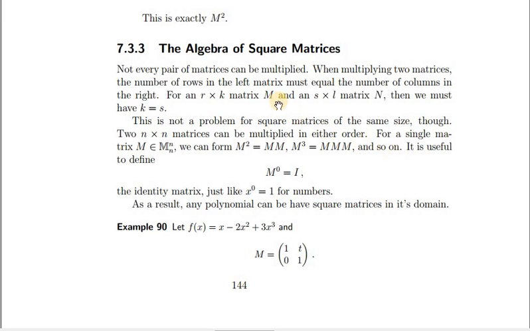Okay. If we want to multiply square matrices together, then they have to be exactly the same size. Because as we saw before, the number of columns in the first matrix must be equal to the number of rows in the second matrix. Now we can take powers of square matrices because we can multiply them together arbitrarily. So for instance, M cubed is M times M times M. And we define M to the 0 as the identity matrix. That's just our definition.